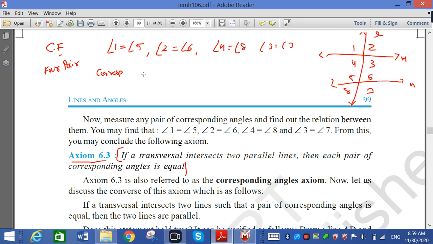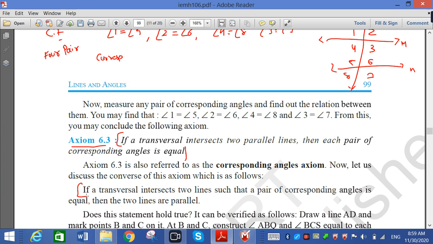Corresponding angles are equal. So the axiom is: if a transversal line intersects two lines such that a pair of corresponding angles is equal, then the two lines are parallel. It is the converse of it. Axiom 6.3 says that if two lines are parallel and a transversal line intersects them, then corresponding angles are equal, so four pairs will be equal. The converse: if a transversal intersects two lines such that a pair of corresponding angles is equal, then the two lines are parallel. So we have to remember it.